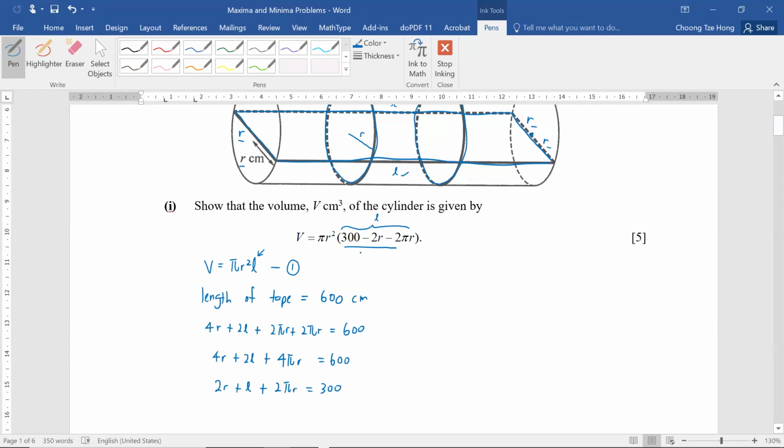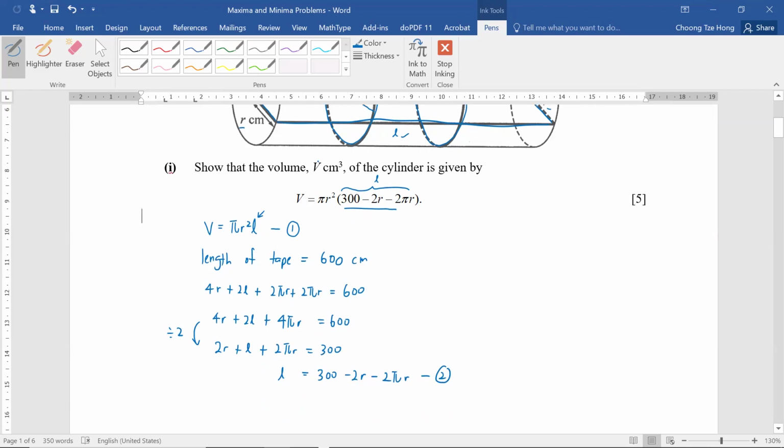Okay, so we are getting very close to what they want us to show already. Over here we divide by 2. Then finally we bring everything to the right side except for the L. It will be 300 minus the 2r, then minus 2 pi r. So this will be equation 2. You can see that we have actually managed to solve the question successfully already. We have the 300 minus 2r minus the 2 pi r.